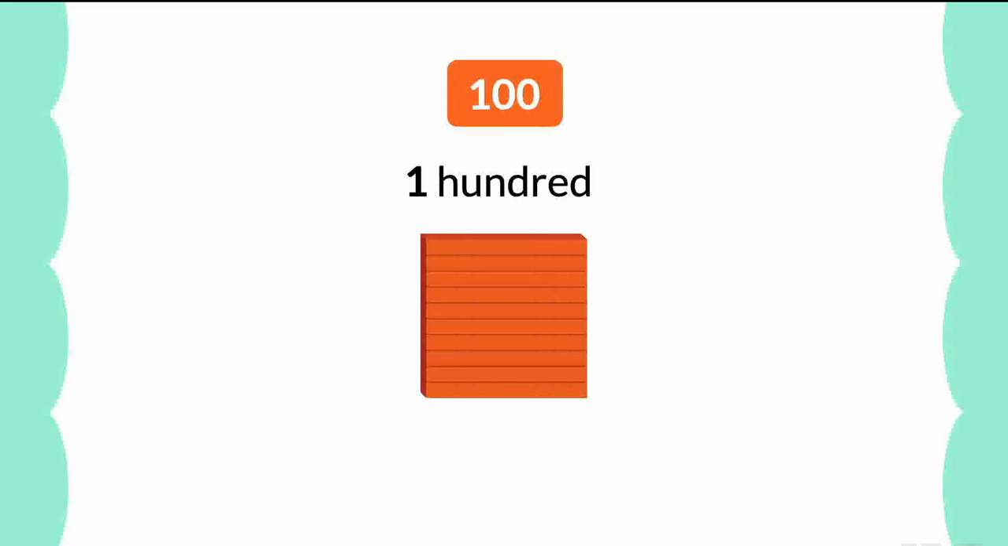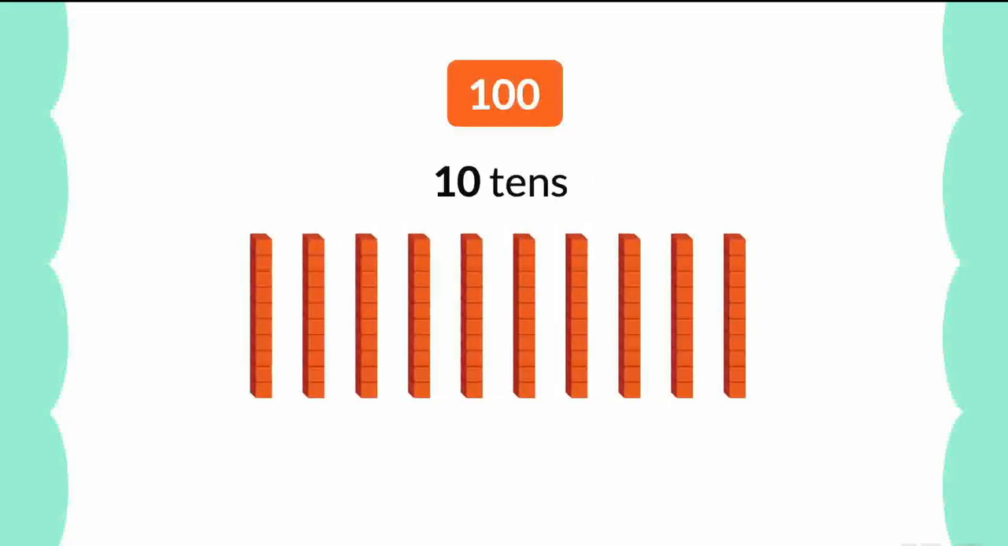Now let's think about the number 100. We could show this with 100, or we could use 10 tens. Finally, to show the number 10, we could use 10, or 10 ones. There are many ways to make a number. Let's try it out with some examples.